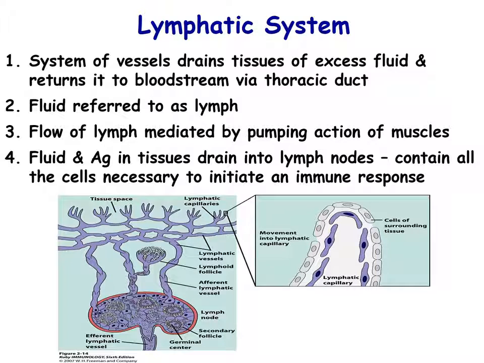And in the lymph nodes, we have all the B cells and T cells and macrophages and dendritic cells waiting to see if the pathogen to which they're specific enters, and if it does, they get activated and they're going to eliminate it.